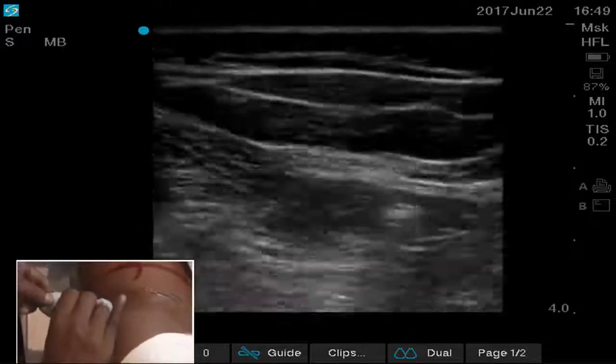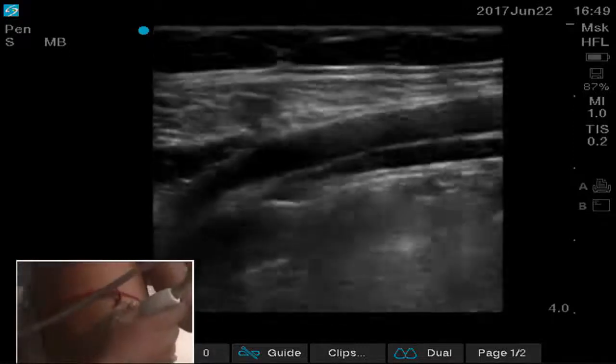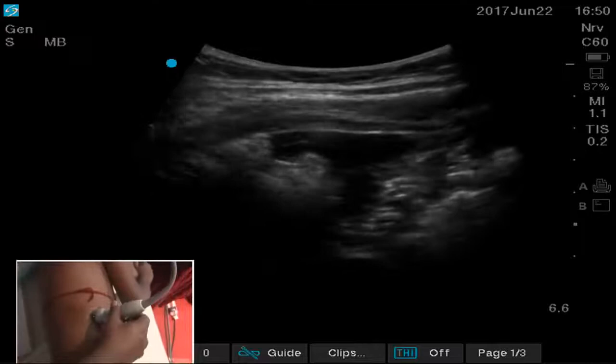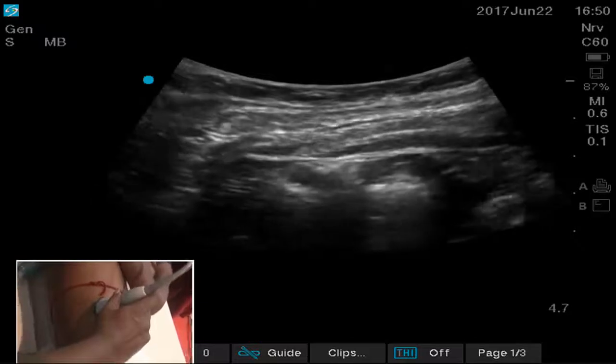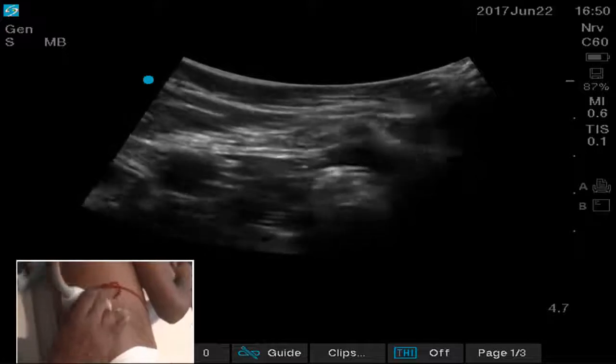I have the low frequency probe. So now since my target of interest is going deep, I am choosing a low frequency probe. Reduce the depth. So now you are seeing all the three muscles together, which are superficial, which may not be very clearly visible in a deeper probe, but we will see the deeper structures here.